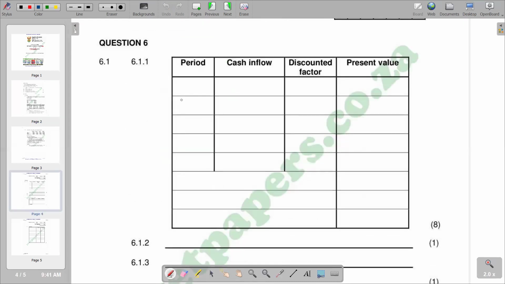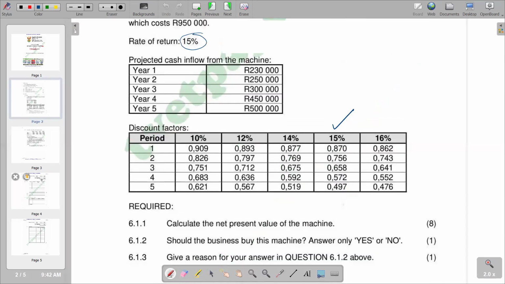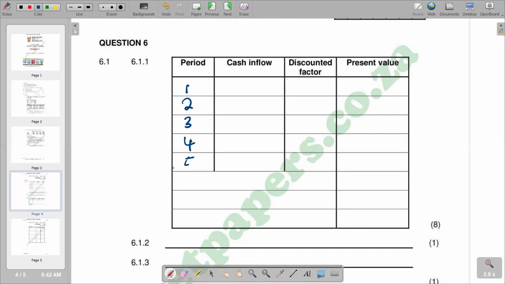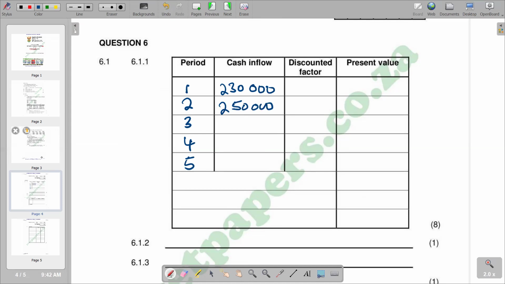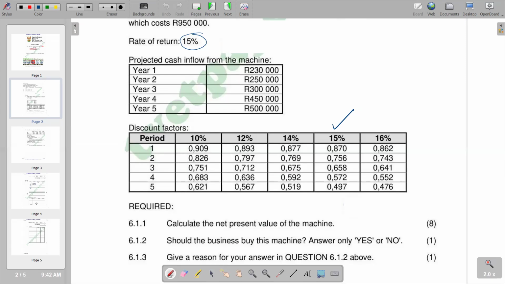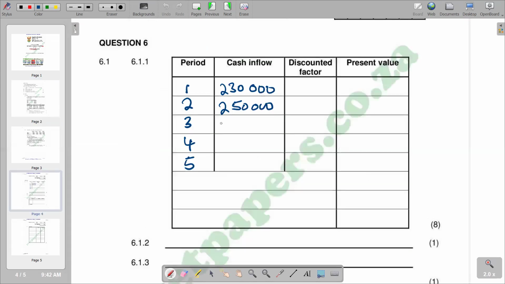So this is going to be our table that we're just going to fill in as well. We can also indicate in terms of the periods. Remember, our periods range from period 1 to period 5. So period 1, 2, 3. Cash inflow for year 1 to 5: year 2, we have 250,000. Year 4, 450,000. Year 5, 500,000. So here we put 300,000. So basically, this is our cash inflow.